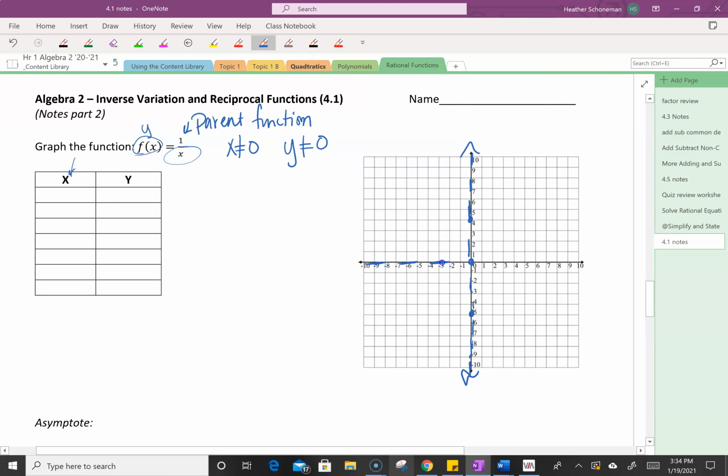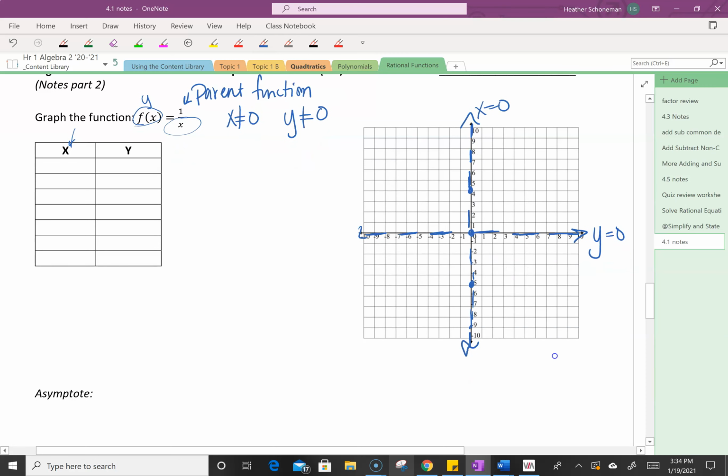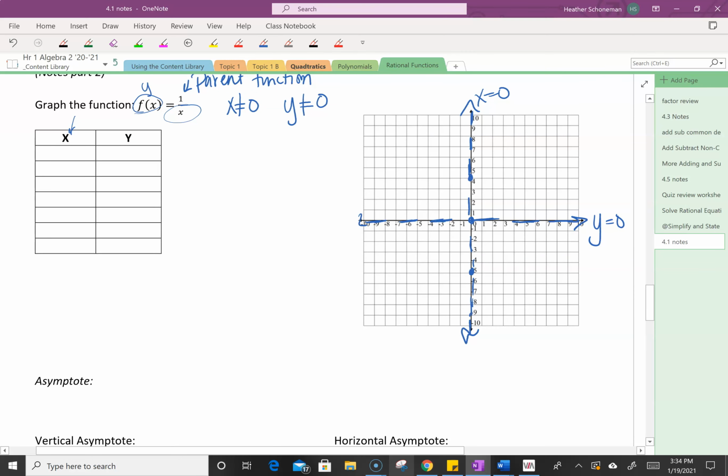So I'm going to have a second line here. My first line was at x equals 0. My second one is at y equals 0. And my graph will never be able to touch it. So those lines have special names, and they are called an asymptote. And an asymptote is a line that the graph approaches. So it's going to get really, really close to that line, but it's never actually going to touch that line.